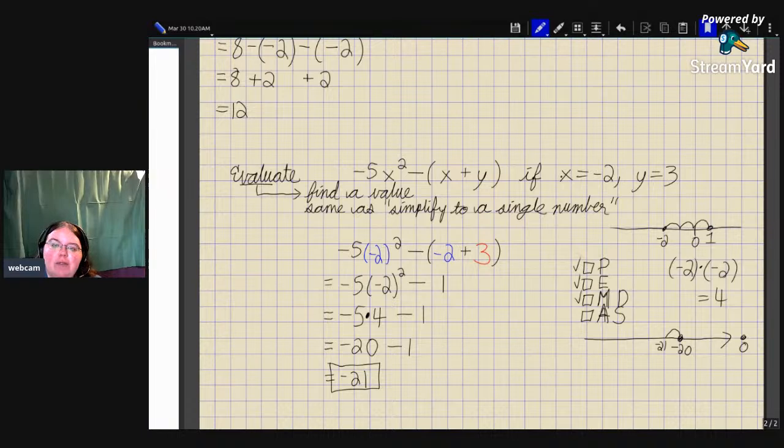Now, if we change those values of the variables, our final value will come out different, and finding the patterns in that can be an important thing in algebra. Okay, I've got one more.